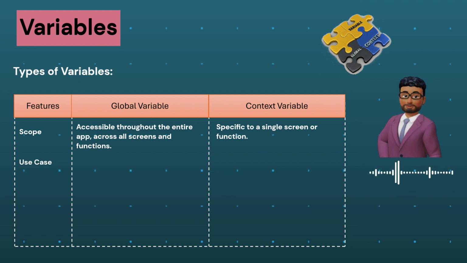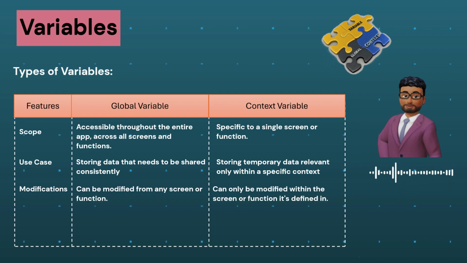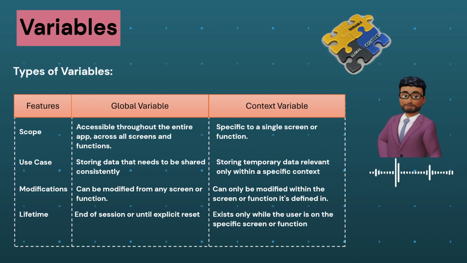If you consider the use case, you can store the data that needs to be shared consistently, for example, user preferences and app-wide settings. With respect to a context variable, it can be used for storing temporary data-related information only, for example, user input for a form or calculations within a formula. As for modifications, a global variable can be modified from any screens or functions. And since the context variable is specific to one screen, it needs to be modified in the same screen where it is defined. The lifetime of the global variable persists throughout the app session unless it is explicitly reset. The lifetime of a context variable exists only while the user is on the specific screen or function and is reset when the user navigates away.